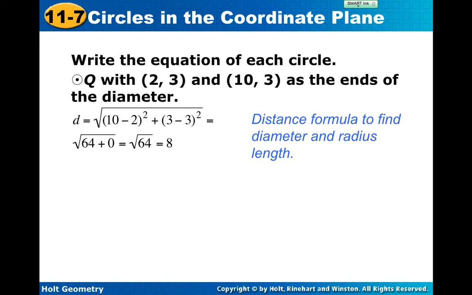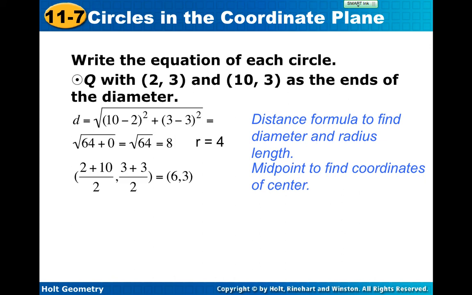What I did was the distance formula, I figured out how long the diameter was from these 2 points. If the diameter is 8, the radius would be just half of that, so the radius was 4 when you write the equation. Do the midpoint, that gave you the center of the circle. I think some students found the center first, and then used the center and one of these points to just find the radius. That's perfectly fine. Another way to do it.